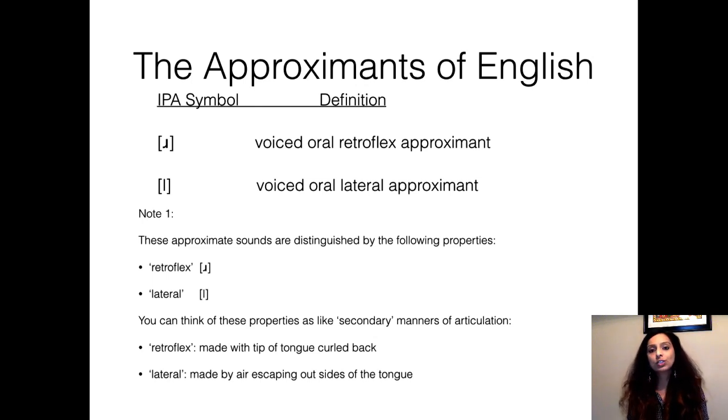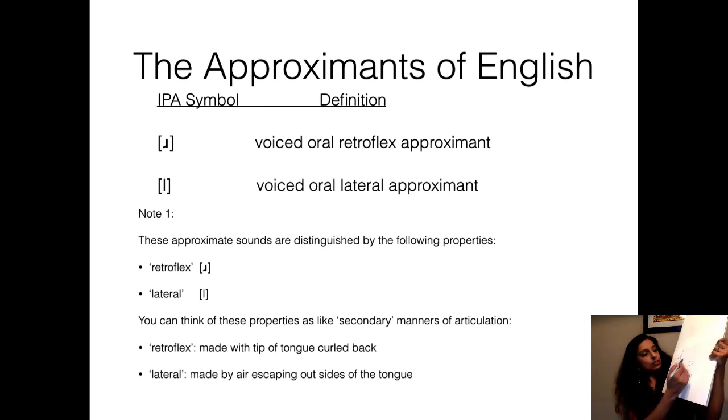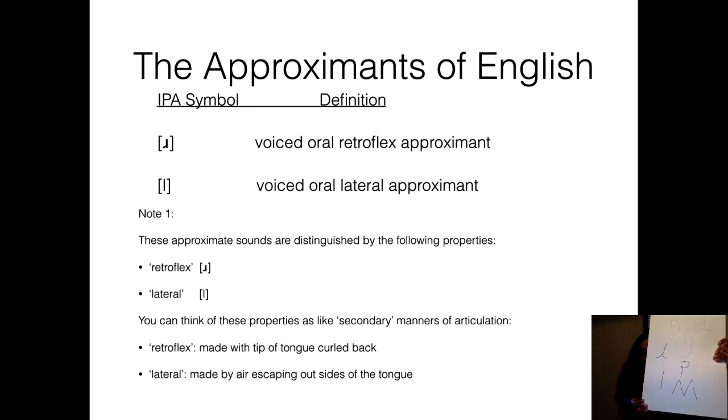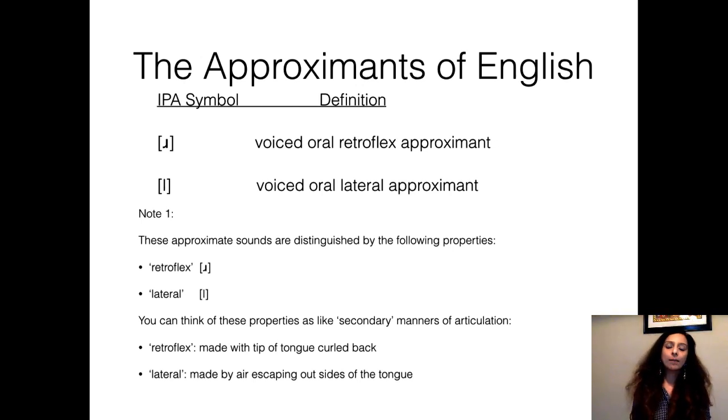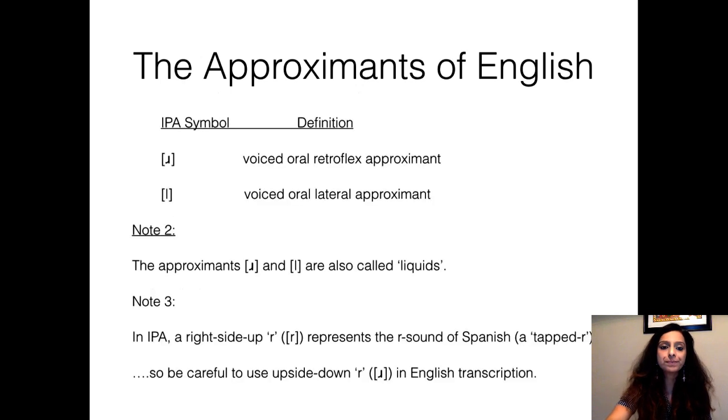And then you have the voiced oral lateral approximant, which is your L in English, which is a lateral sound. And these approximants are also called liquids. So you have your y and the w that are called glides, and then you have the r and the l called liquids.